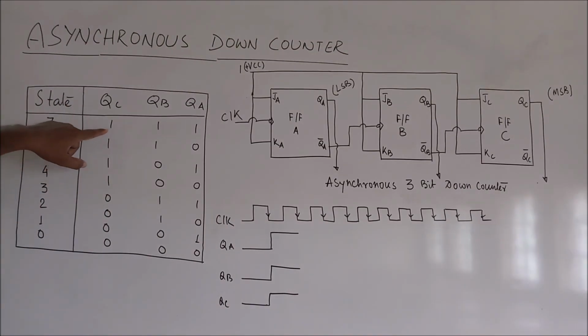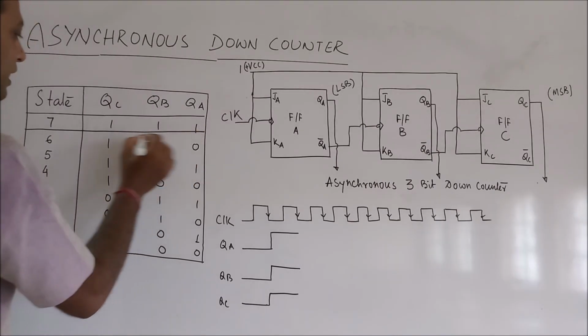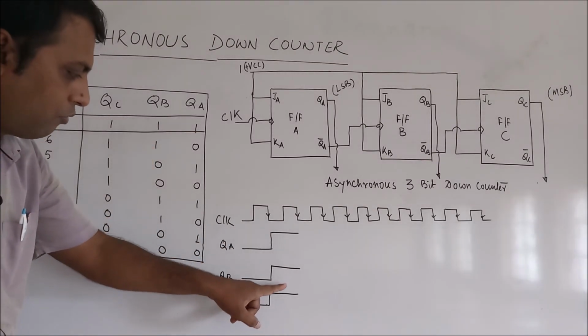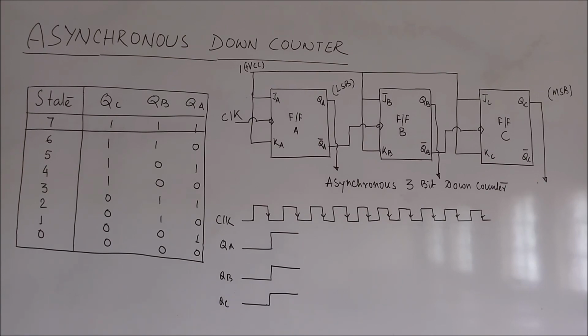Now we see the first output state, that is the seventh state, that is 1 1 1. Now here all are 1 1 1. Next we come to the next clock pulse.